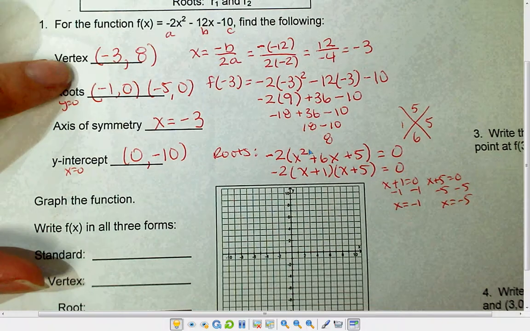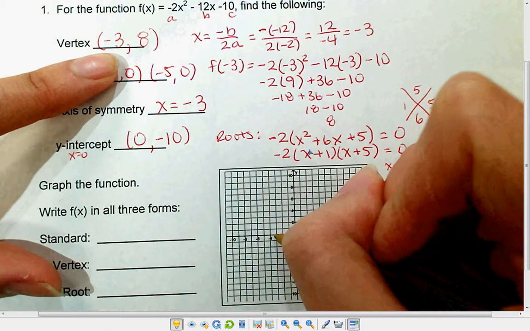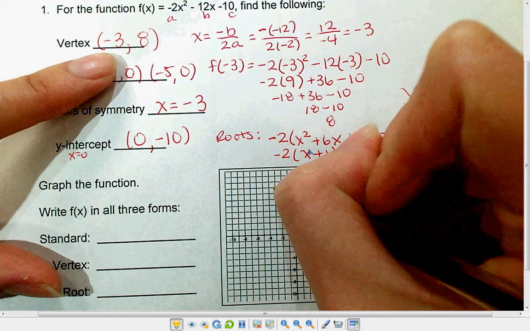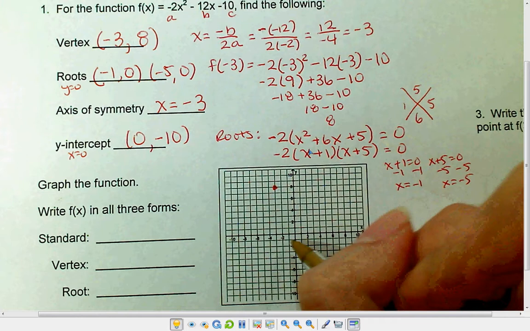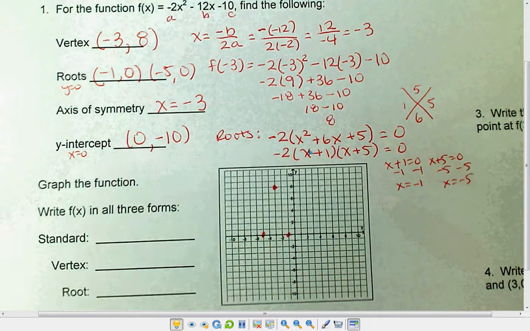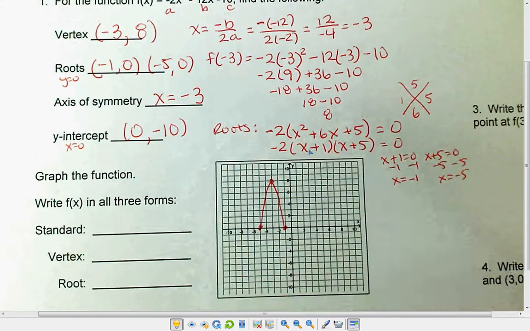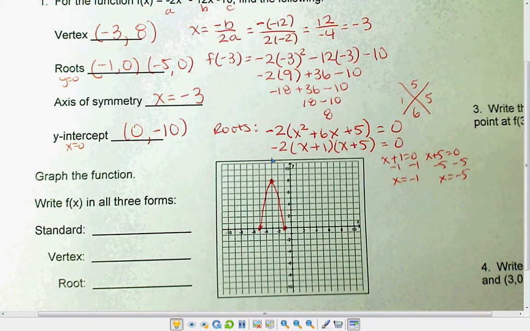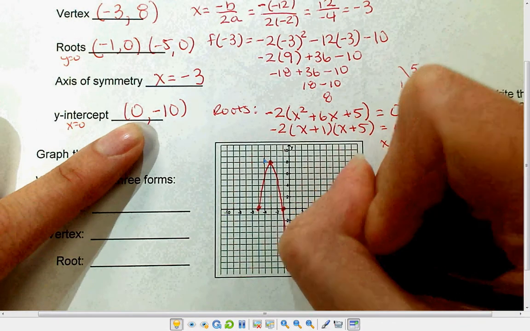So let's use the information we found to graph it. We can graph the vertex, which is (negative 3, 8). So this is the vertex. The roots are at (negative 1, 0) and (negative 5, 0), so right here and right here. So I already know I can connect these. It's going to be in the shape of a parabola. We also know that the y-intercept is (0, negative 10), so this one goes down here.